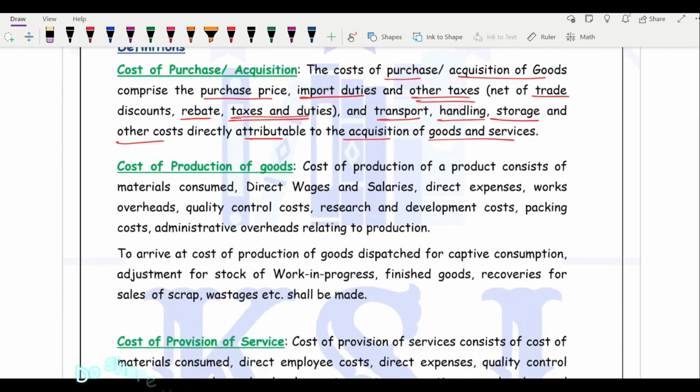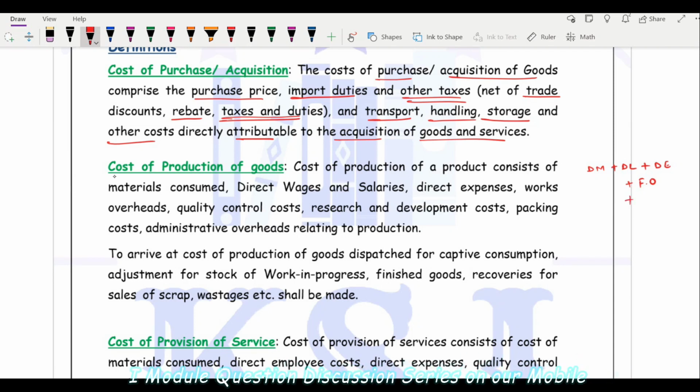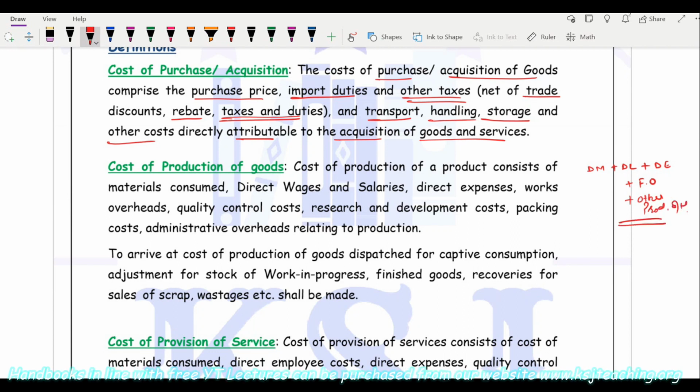Okay. Then cost of production of goods. For this cost accounting standard, the most important thing is that you should be clear with your chapter of cost sheet, because each and every rule is from the cost sheet itself. Now, cost of production, how do you calculate the cost of production of goods? We have discussed about it. Sir, very simple. Direct material plus direct labor plus direct expenses. This is your prime cost, plus factory overheads, plus other production overheads. So all these comprise of the cost of production, right?